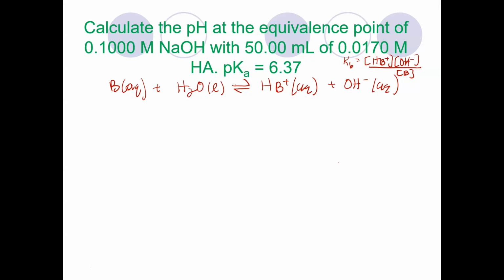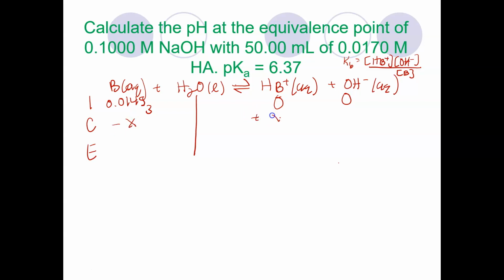Okay, so we're going to do an ICE table. We're going to ignore water because it's a liquid. And we need to put the molarity in for the weak base. So 0.01453 was the number that we solved for on the other slide. We put 0 in for the other chemicals.